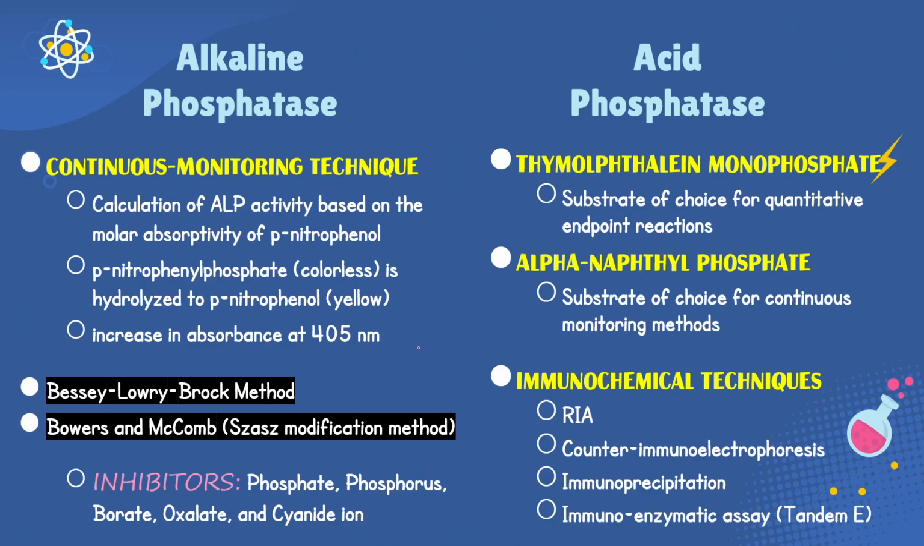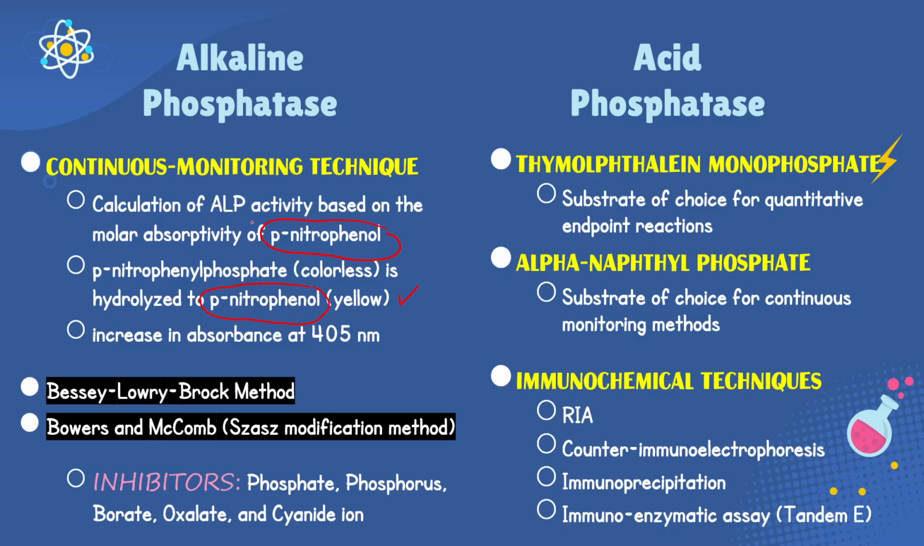Alkaline phosphatase and acid phosphatase are placed side by side for easy differentiation. Let us begin with alkaline. For your continuous monitoring technique, what we do is calculate your ALP activity based on the presence of your p-nitrophenol, which is actually your product. Your substrate would be your p-nitrophenyl phosphate, which is originally a colorless compound, and it will become your p-nitrophenol upon the addition of your enzyme ALP, now having a yellow color.